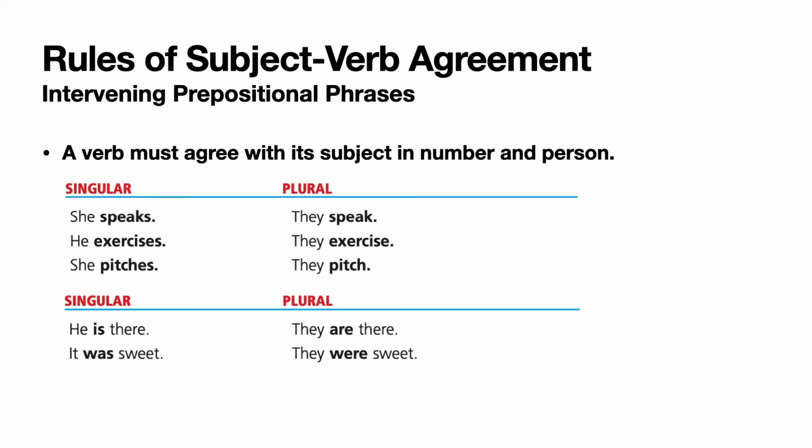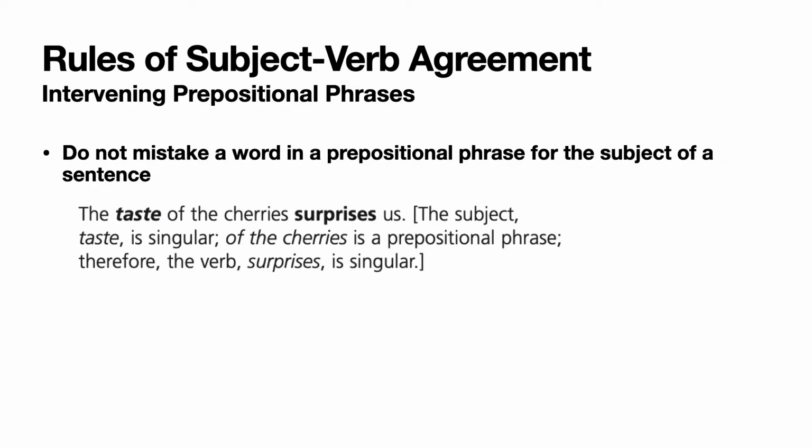Once again, I've mentioned that having prepositional phrases in between the subject and the verb can be very confusing. So we must remember to not mistake a word in a prepositional phrase for the subject of a sentence. The simple subject is never within a prepositional phrase. Make sure the verb agrees with the actual subject and not with the object of a preposition.